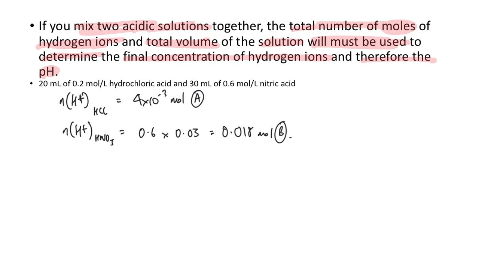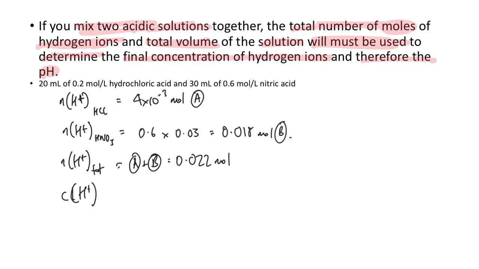Now you've got the number of moles of hydrogen from both the HCl and the HNO3. You can write the number of moles of H+ total, which will be equal to A plus B, which is 0.022 moles. Now that you've got the total number of moles, we have to work out the concentration of those H+ ions. You can't just use the number of moles in the pH calculation because that would be wrong. You've got to use concentration. So you do 0.022 divided by the total volume. The total volume here is 50 mL, so remember to convert it into liters, and you get 0.44 moles per liter.